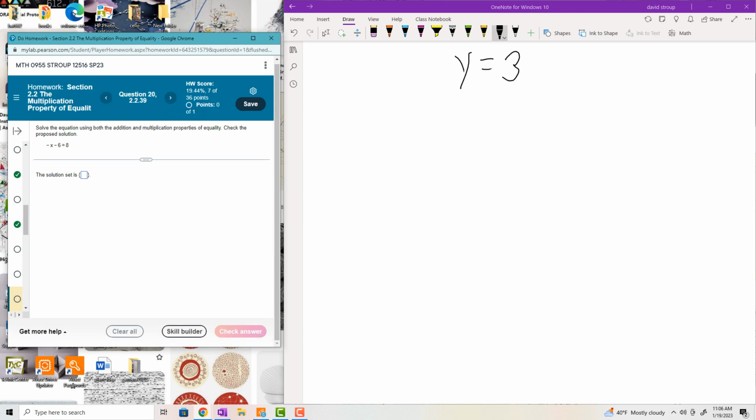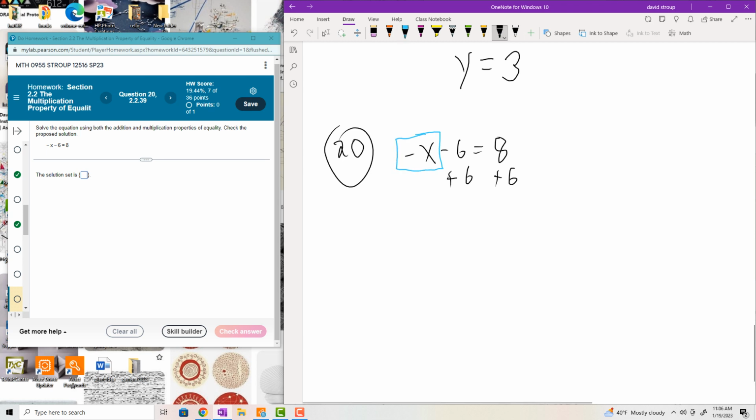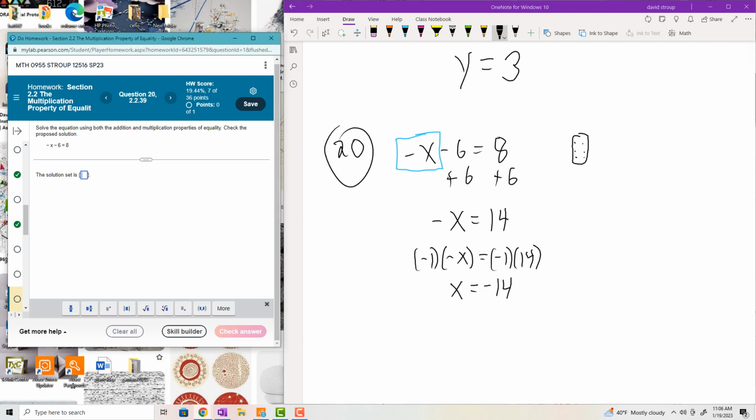More of the same stuff. Sure, let's try this one. So number 20, we have negative x minus 6 equals 8. So I'm going to add 6 to both sides. Again, isolating the variable term. And so I'll have negative x equals 14. It looks like a little domino. Anyways, negative x equals 14. I'm going to multiply both sides by negative 1. Or you could just flip-flop the sign if you like that way. And of course, you get negative 14 for your solution. Negative 14.